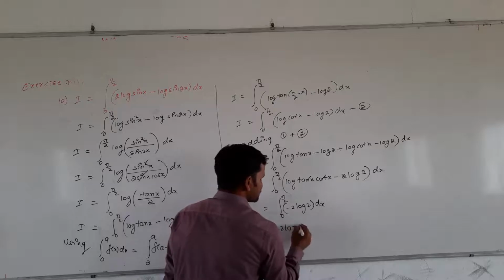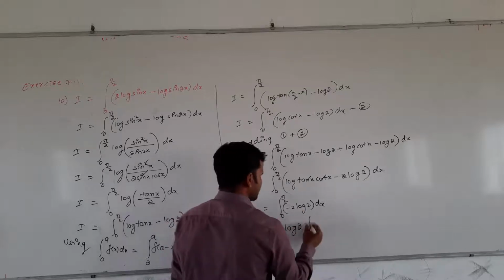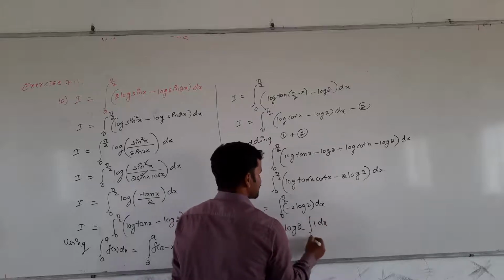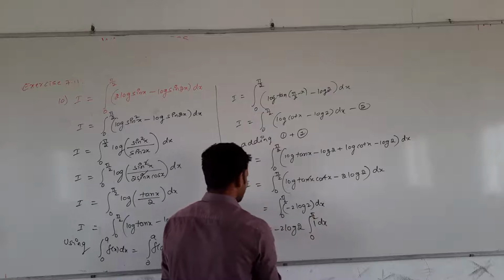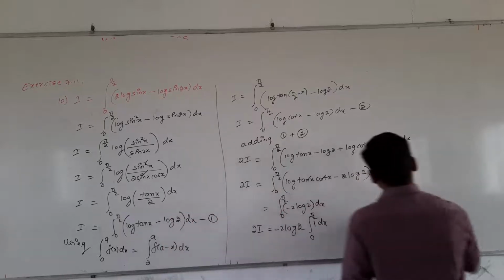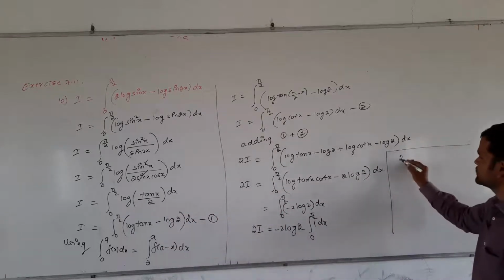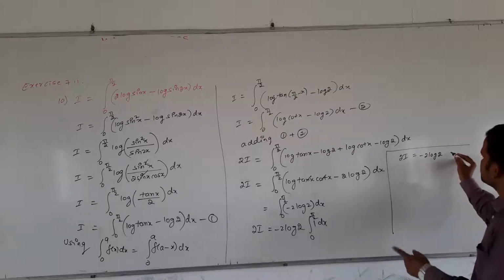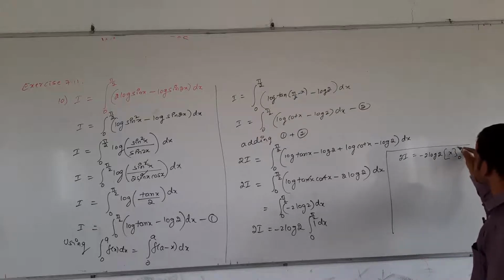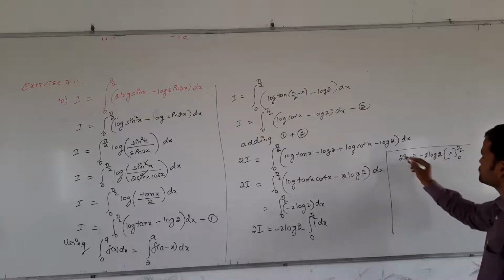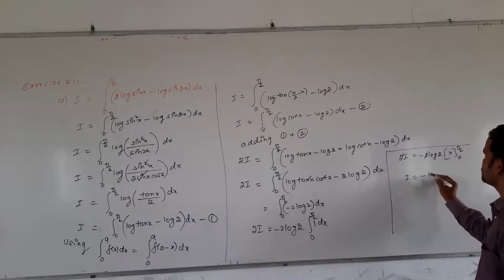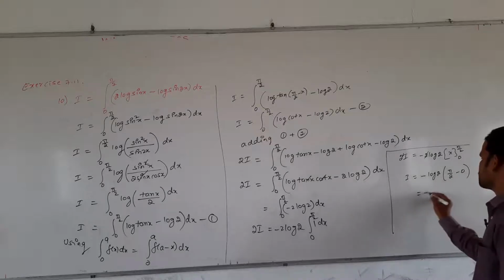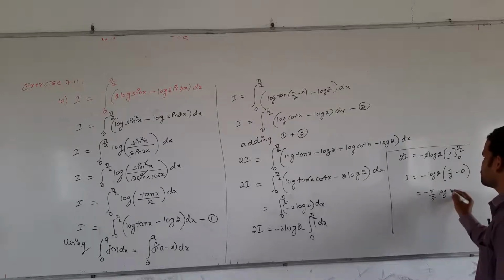Minus 2 into log 2 is a constant multiple, so you write it outside the integral. We have minus 2 into log 2 into the integral of 1 with respect to x from 0 to pi by 2, which is 2I. Okay, let us integrate that. 2I is equal to minus 2 into log 2 outside, the integration of 1 with respect to x is x, from 0 to pi by 2. Here 2 gets cancelled out. I is equal to minus log 2 into pi by 2 minus 0, nothing but minus pi by 2 into log 2.